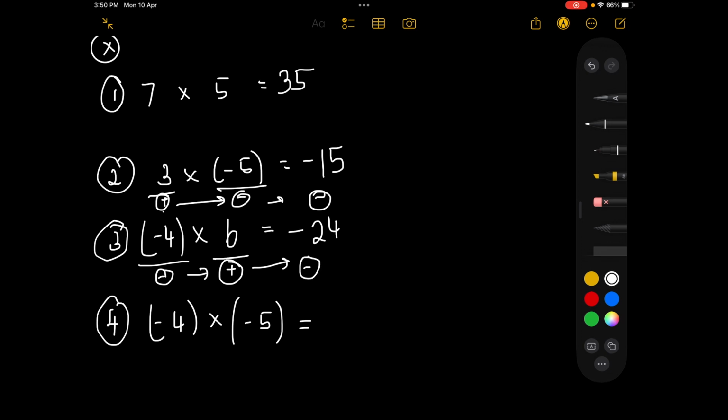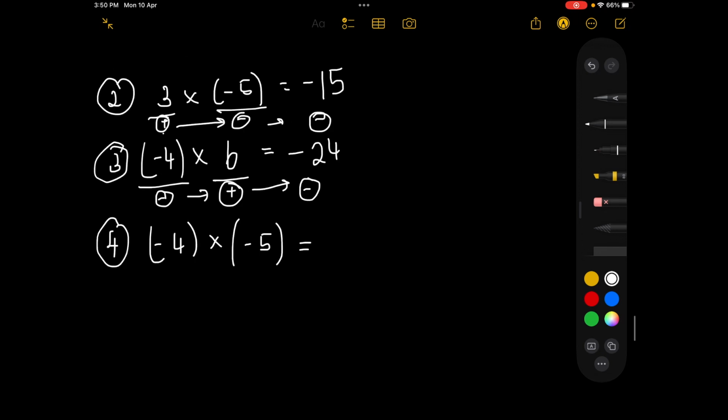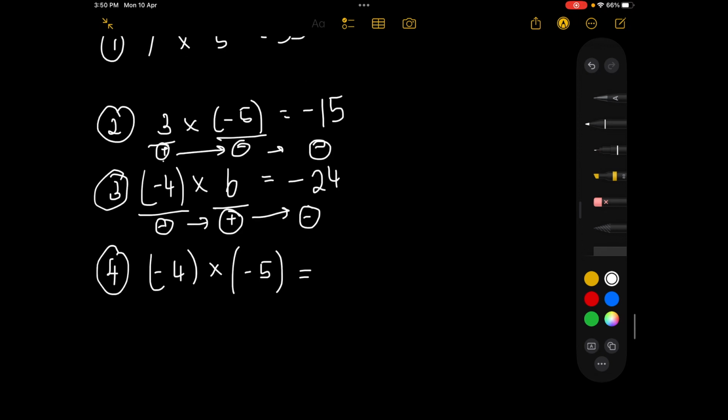So this is negative 24. That's it. Now for the last question, number 4, we have negative 4 times negative 5. So as usual, first do the calculation. 4 times 5 is 20. Now the first number is a negative number. The second number is also a negative number.